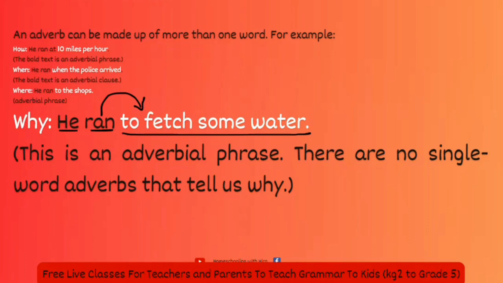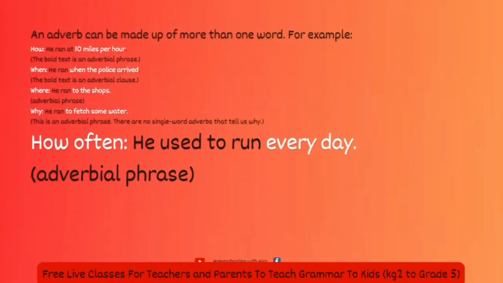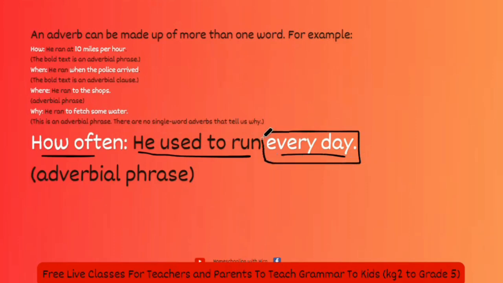Next example is of frequency. How often something happens. So let's look at the sentence. He used to run. How often? Every day. Now he doesn't run, but he used to run every day. So this phrase, every day, is telling us about the frequency of the action of running.